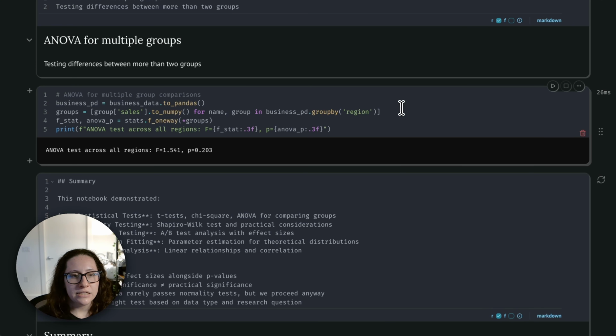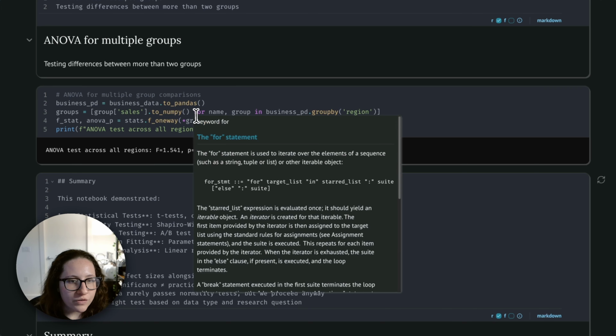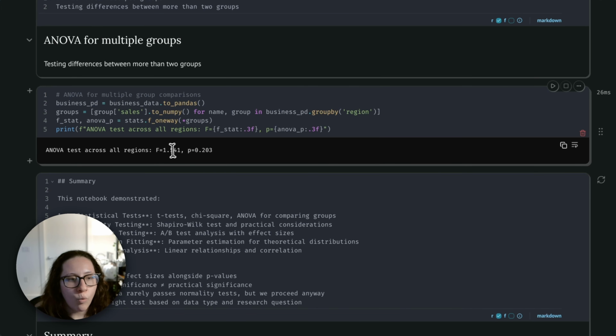So in this case, it's what is the effect of each different region on these distributions, and we don't have to think about more than one variable at a time because that's out of the scope of this notebook here. So if we print the ANOVA test results, the F statistic is 1.541 and the p-value is 0.203, already looking like we're going to fail to reject the null hypothesis here because, again, that p-value is above 0.05 or any other standard that you'd probably use.